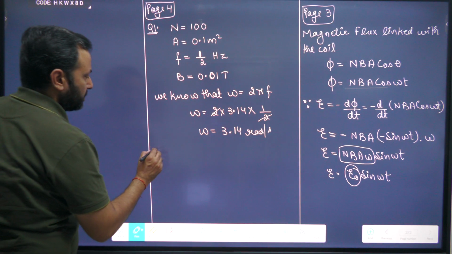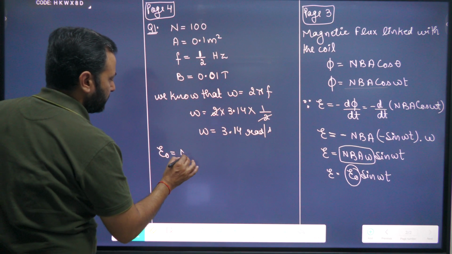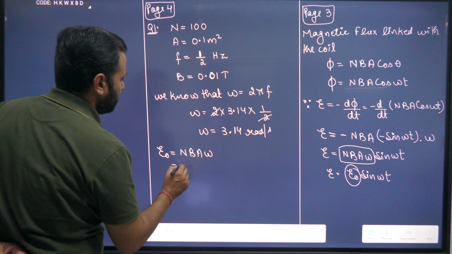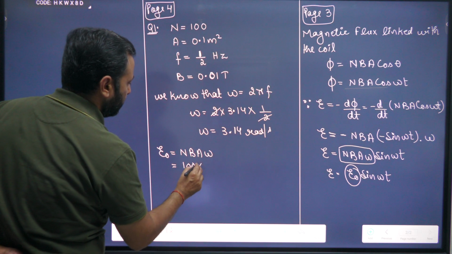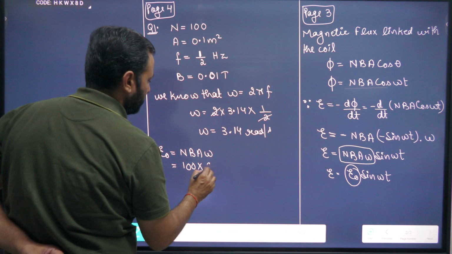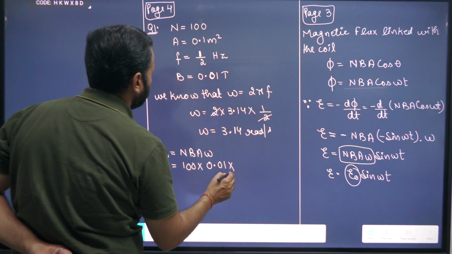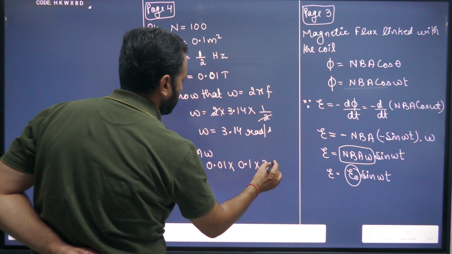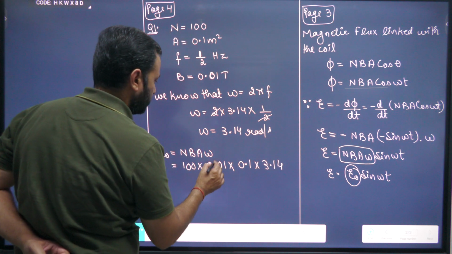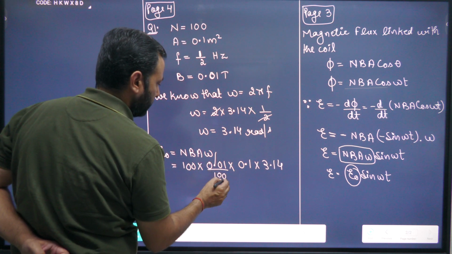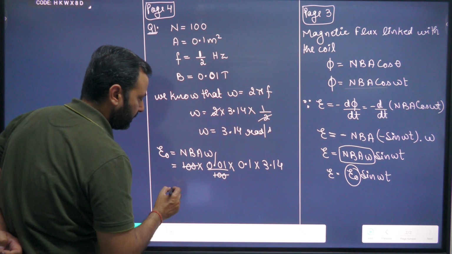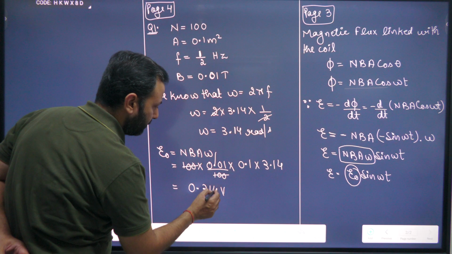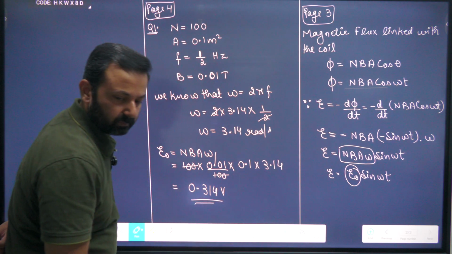Now E naught is equal to NBA omega. What is N? It is 100. What is B? It is 0.01. What is A? It is 0.1. And what is omega? It is 3.14. So the decimal goes away, 100 will come here, 100. So this is 0.314 volts. Is that clear to you?